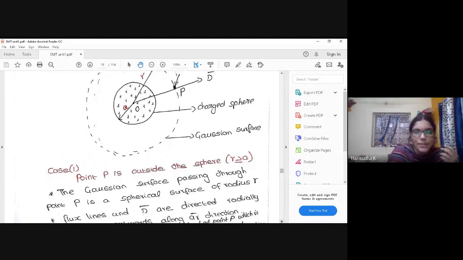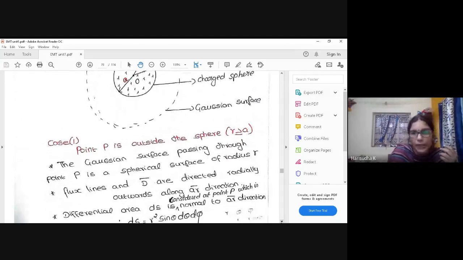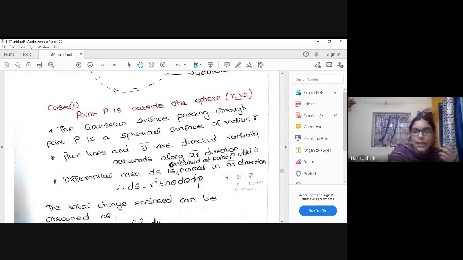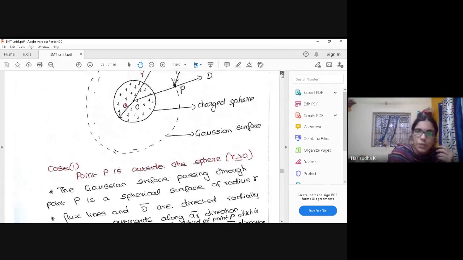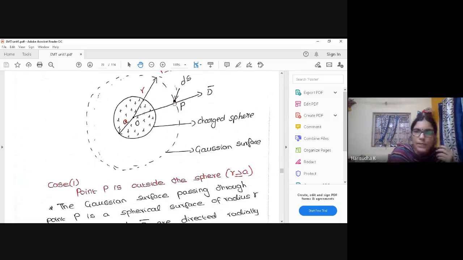So the Gaussian surface passing through the point P is a spherical surface of radius r. The flux lines and the electric flux density are directed radially outwards along the a_r direction. So when the radius is r for the outer sphere, the unit vector along r is represented by a_r. Now, the differential surface area dS is considered at the point P, which is normal to the a_r direction. So this is my point P. The differential surface area for this point P is represented as dS, and it is normal to the unit vector along the r direction.